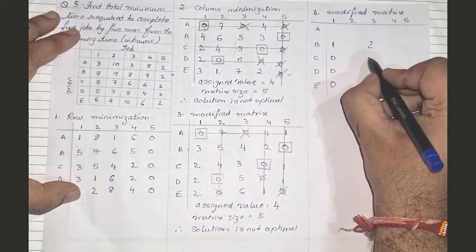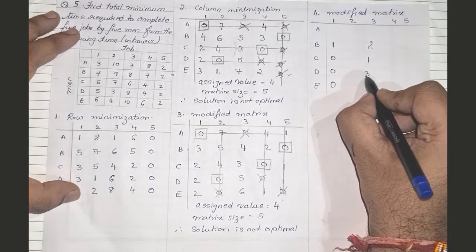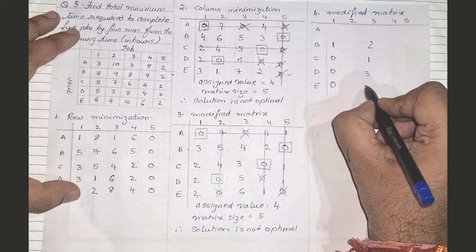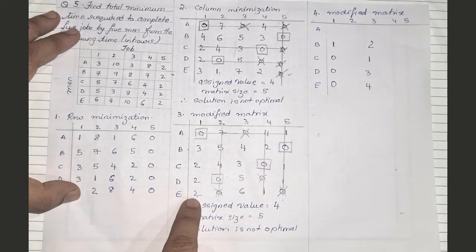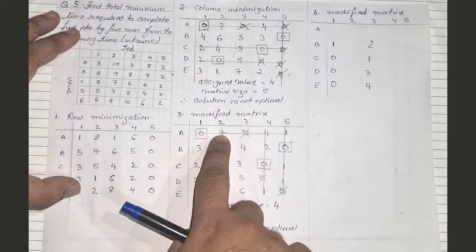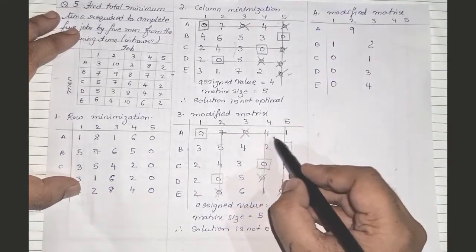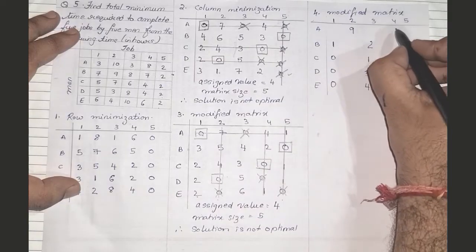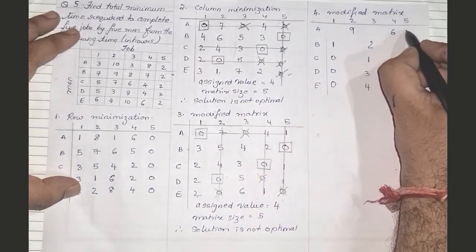3 minus 2 is 1, 5 minus 2 is 3, and 6 minus 2 is 4. Step 2, whatever was the lowest value, that value gets added to all the intersecting points of the lines. So here the point has been intersected, so 7 plus 2 becomes 9. Again here the point has been intersected, so 4 plus 2 becomes 6. Here again it has been intersected, so 1 plus 2 is 3.